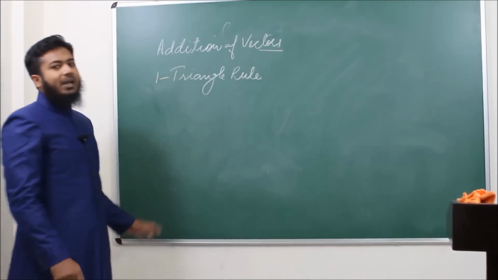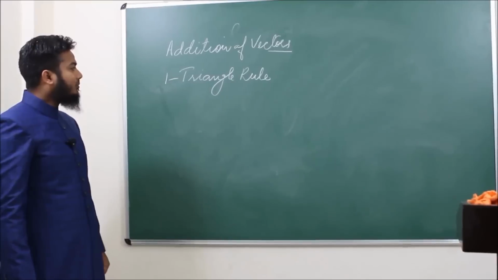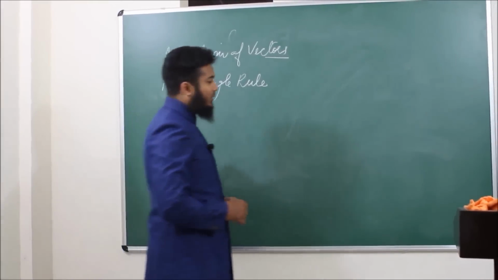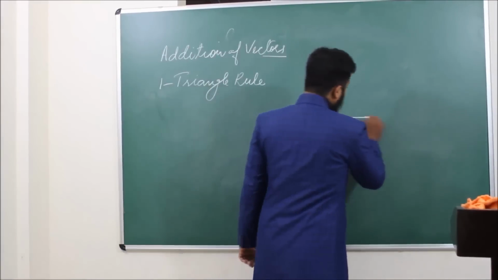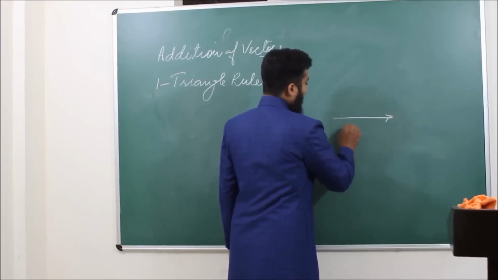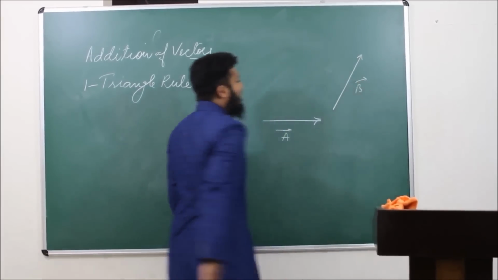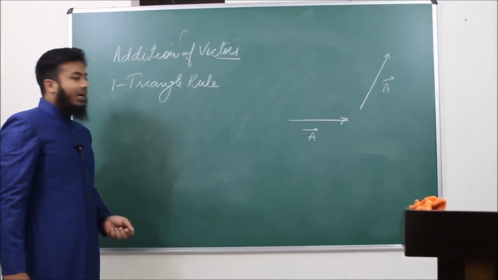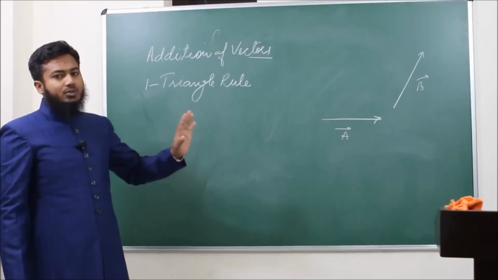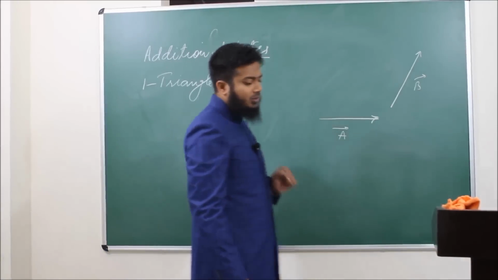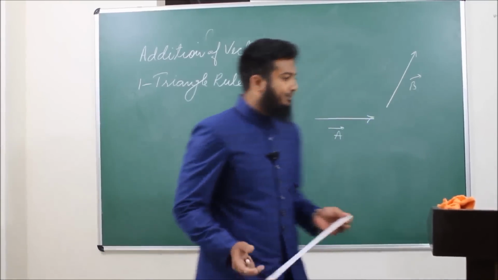And the other is called Parallelogram Law. Now let us first see what is a triangle rule. Say we have two vectors. This is vector A and there is another vector B somewhere in this plane, and I want to add these two vectors. Now how to do this? What is the triangle rule?